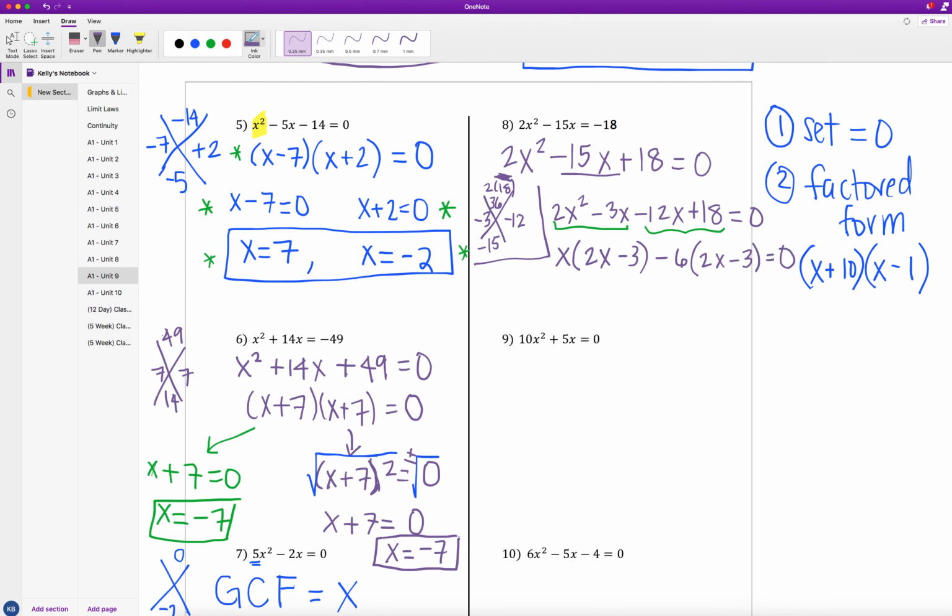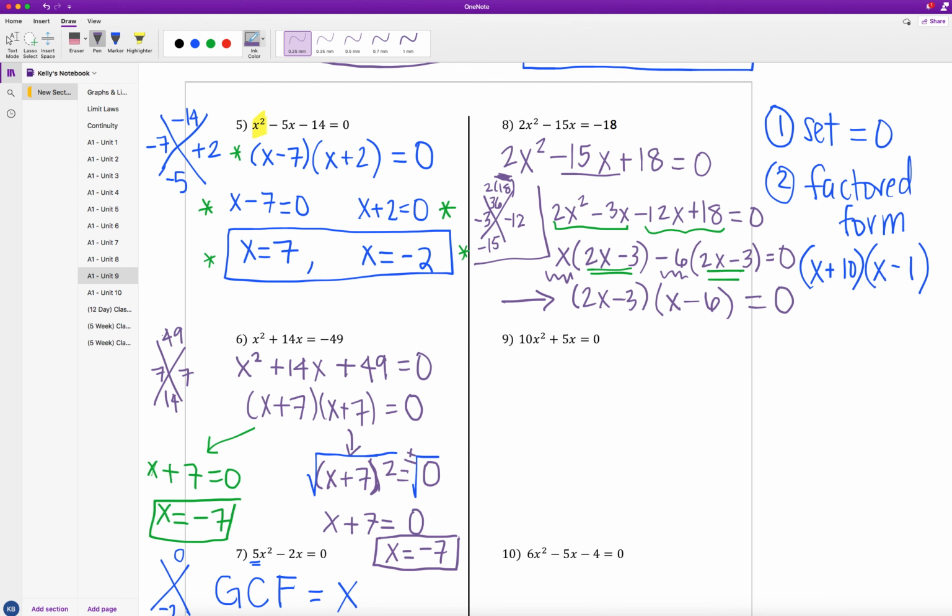I'm not quite done factoring yet. My last step, now that I have a 2x minus 3 in both of these terms, is to factor out that 2x minus 3. So I get 2x minus 3 times x minus 6, since that was our leftover stuff here. And that is going to be equal to 0. Now I am finally in factored form. So these quadratic equations, when we have a leading coefficient that's not a 1, are going to take a little bit more work to factor, and that's okay. Some of them are still able to be factored.